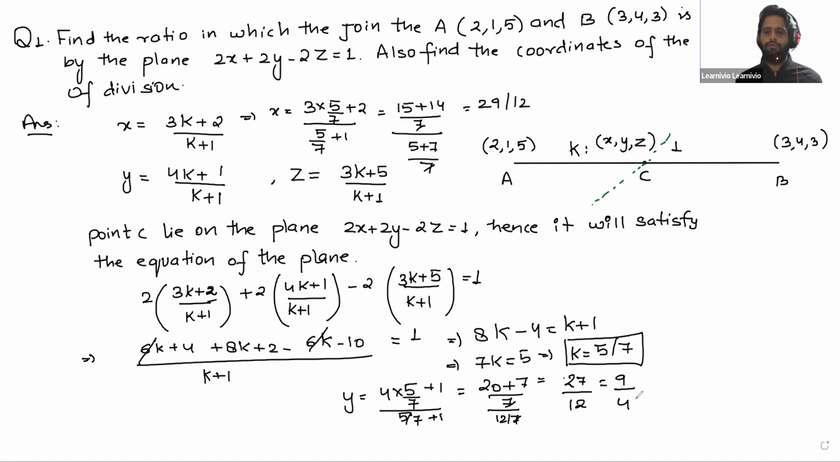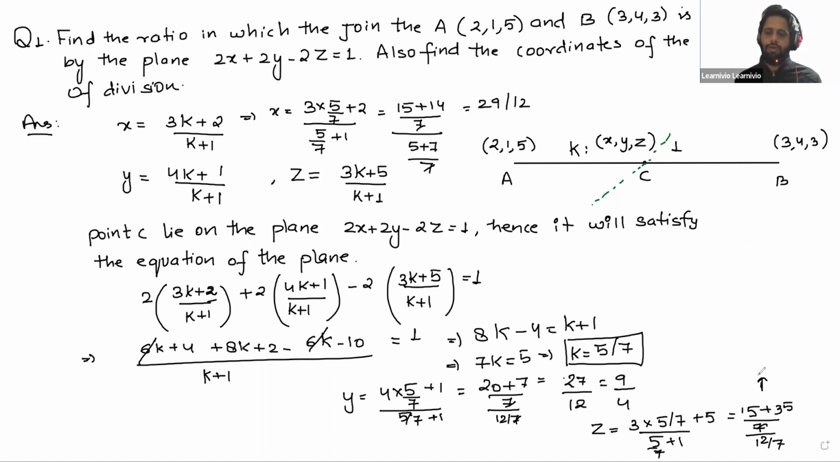Krishna, this is correct. Hudvika, your answer is also correct. Just cancel out these two. Next is Z. Z is equal to 3k plus 5, over k plus 1. So 3 into 5 by 7, and plus 5, over 5 by 7 plus 1. So this will give you 15 plus 35 by 7, and this is 12 by 7. So 7 will cancel out.